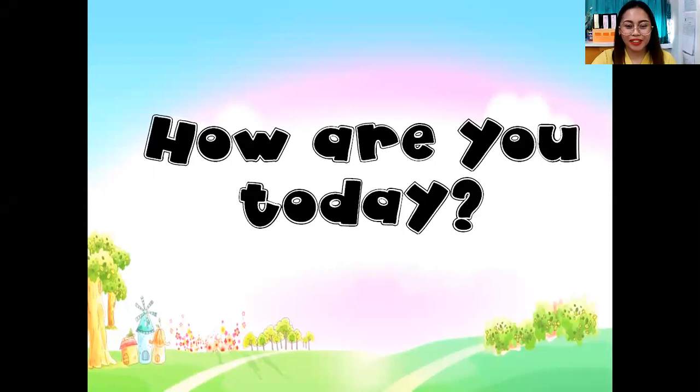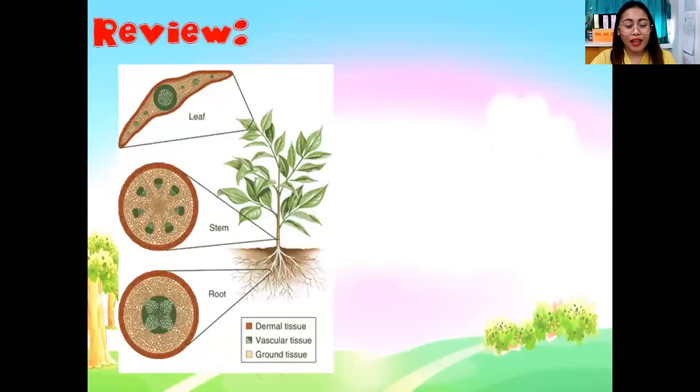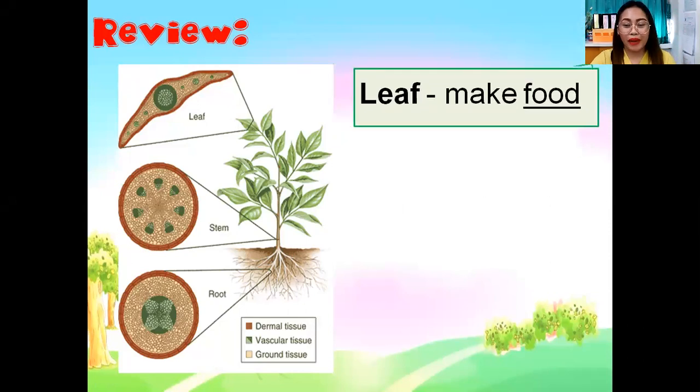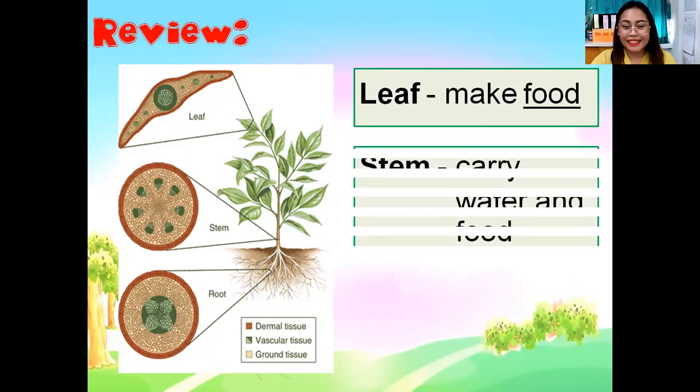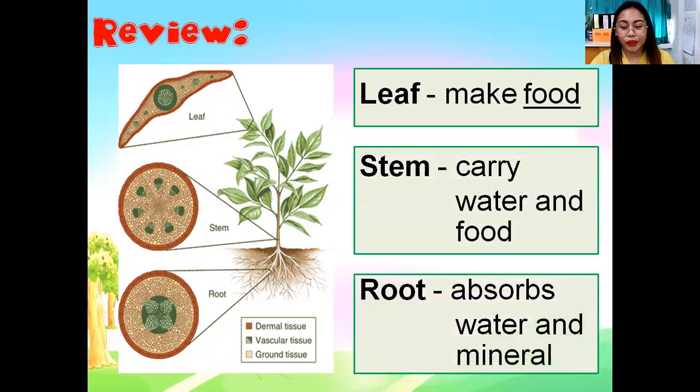So let's continue chapter 1, Plants Life. Let's review first. Can you still remember the function of leaf? Yes, leaf makes food. How about stem? Yes, stem carries water and food. How about the root? Root absorbs water and minerals.